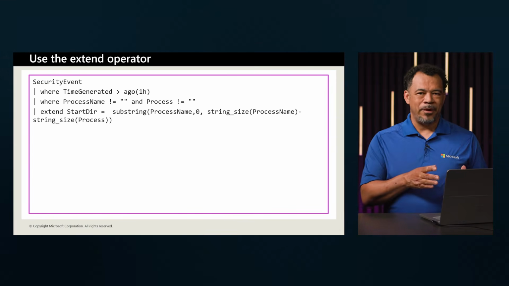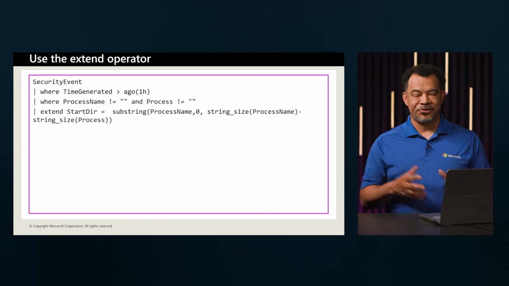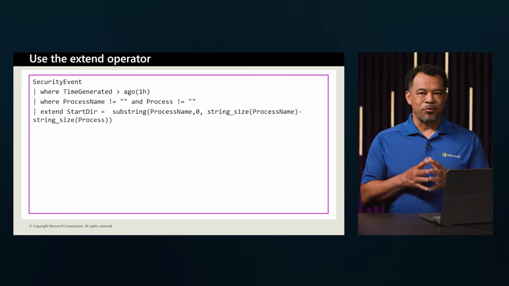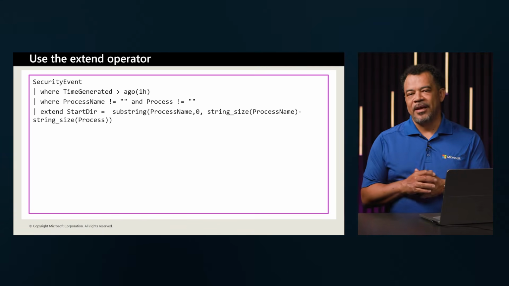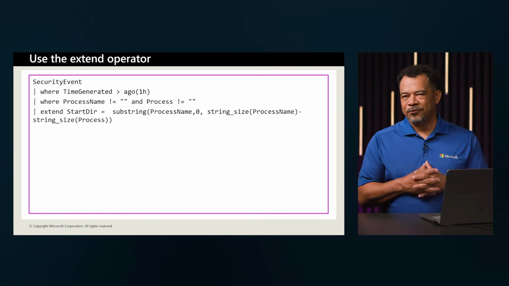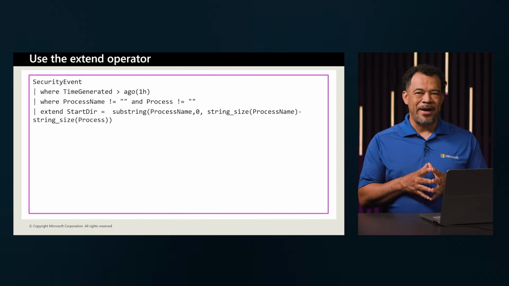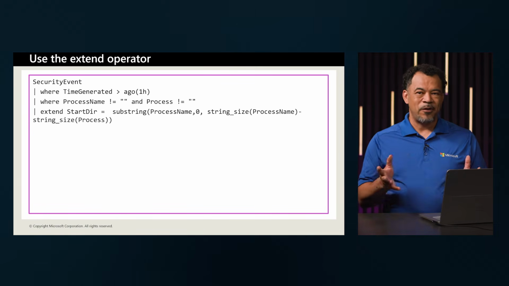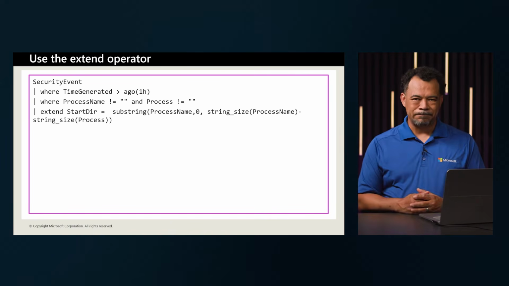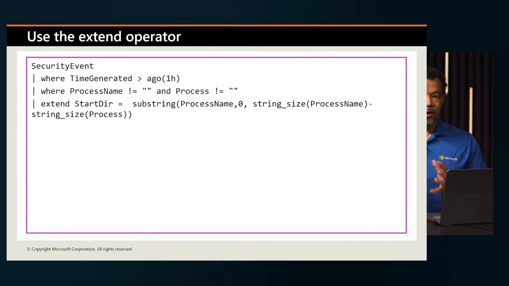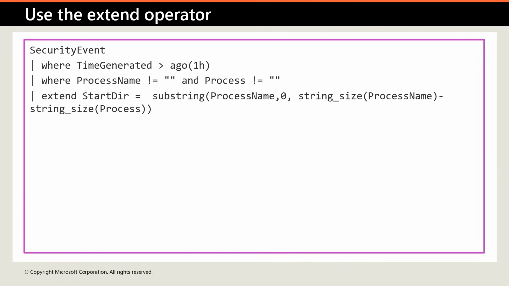The extend operator is used to create a new column called start_dir, which is derived from trimming the process part from the full process name. This kind of transformation is useful when you want to isolate the directory path from a full executable path for further grouping or investigation. Overall, the query is a great example of how KQL can be used to filter, clean, and reshape data in just a few lines.